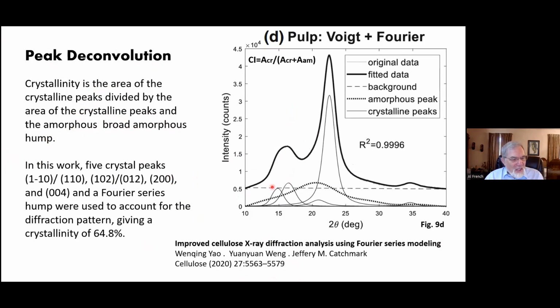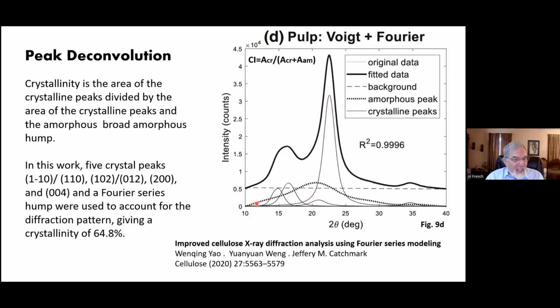So in this work by Yao and Wang and Jeff Katchmark, who's at Penn State in Pennsylvania, they deconvoluted this experimental pattern here. The original data and the fitted data are completely overlapped in this line, with this crystalline peak here for the 1-1 0 reflection, this one for the 1 1 0 reflection, this one here for the 1 0 2 and the 0 2 1 reflections, and the big 2 0 0 reflection.